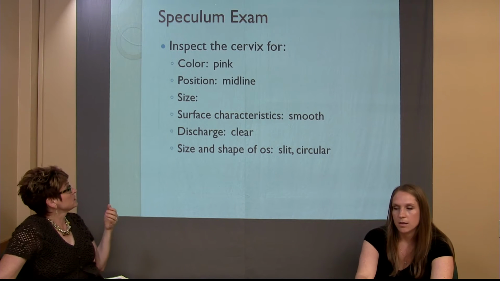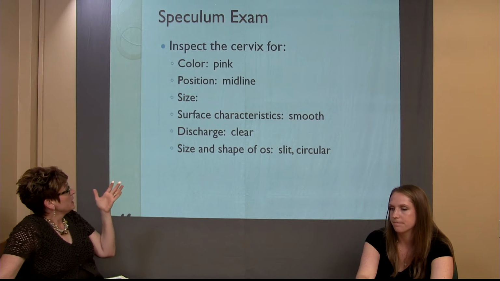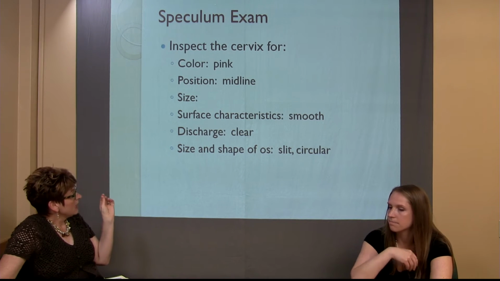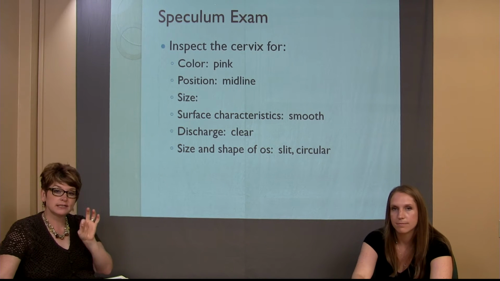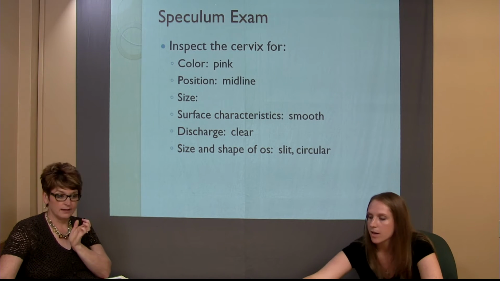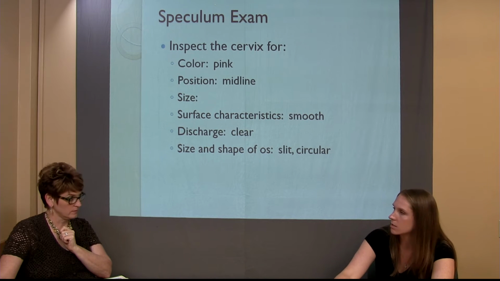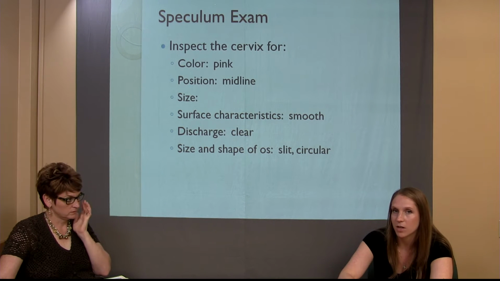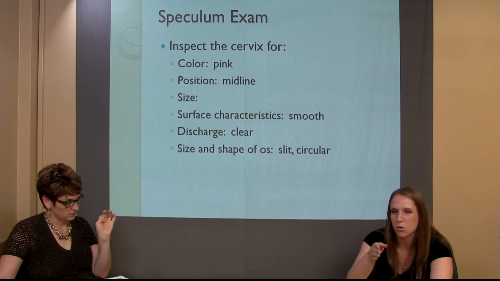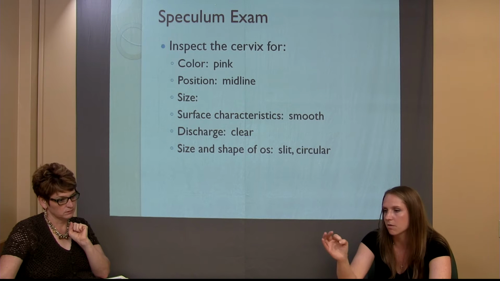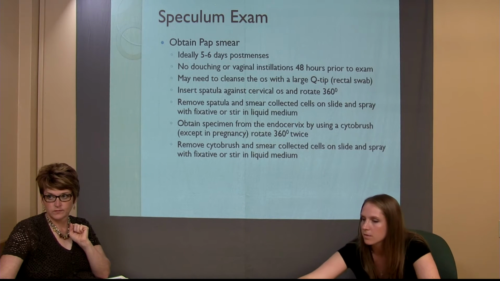So we're looking at the cervix. It's usually pink, midline, and smooth. If it has discharge, it's usually clear, and the os, or the opening, is usually slit or circular. The os will be different if it's parous or nonparous. If you're nulliparous and have never had children before, it's usually more of that slit or smaller opening, whereas a parous woman will have a bigger opening.